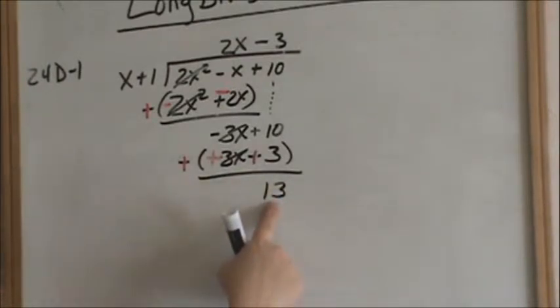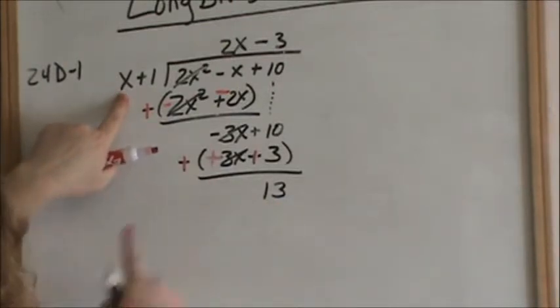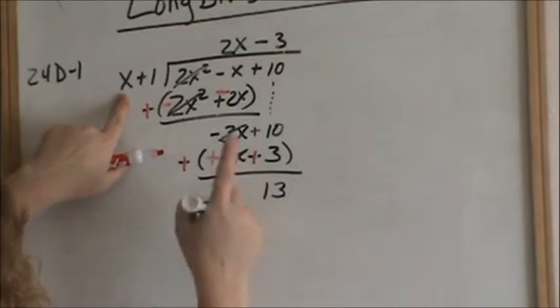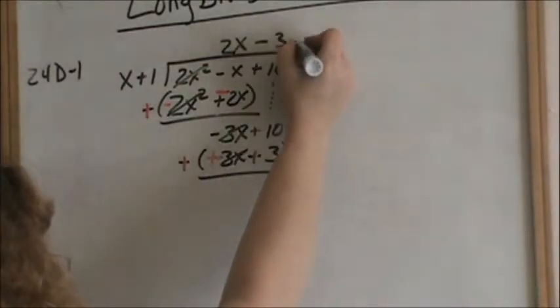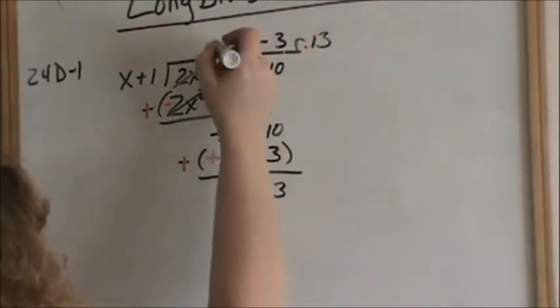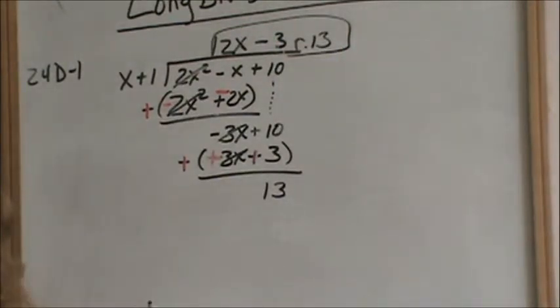This just means you have a remainder, because you can't divide x into 13. Nothing times x will ever give you 13. Anything you times by x will always have some sort of x in it. Okay, so this tells you you're done, and you come up here and you write remainder 13. And this is your answer. And this is how you check with the remainder.